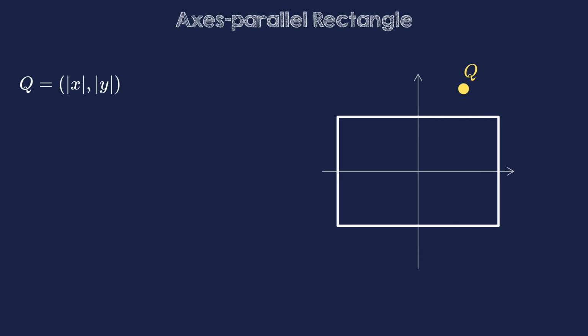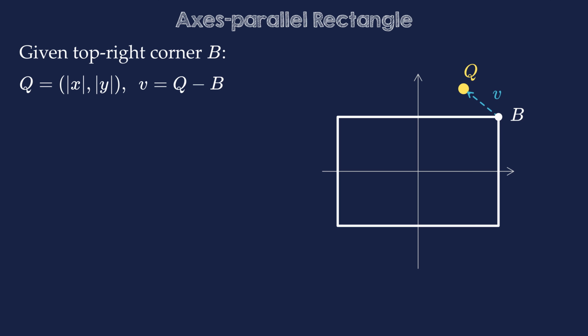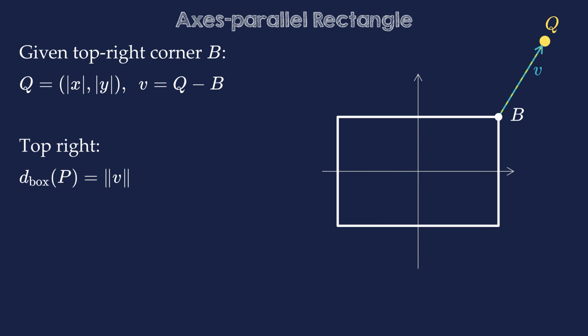We assume that the size of the box is given by the position of the top right corner, which we call B. Then we can express the distance of Q to the box by looking at the vector v from B to Q. Firstly, the point Q could lie somewhere to the top right of B. Then B is actually the closest point of the rectangle, so we can just take the length of v. Secondly, Q could be right above the box, and we would need to project down again, similar to the line segment from before.